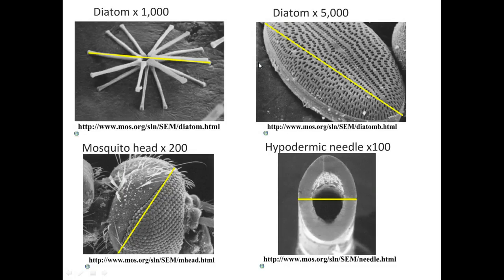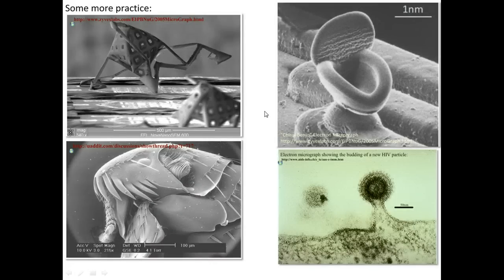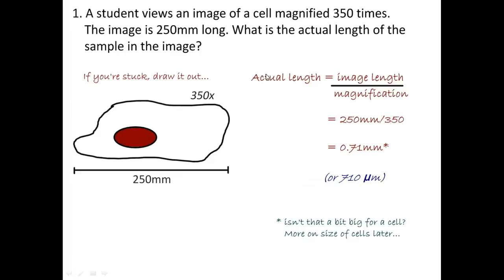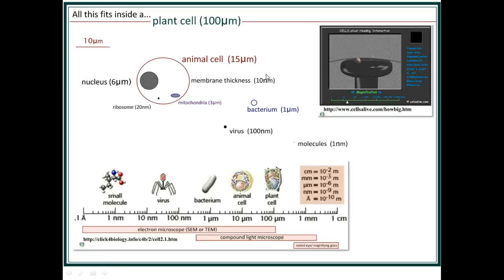So here's some more practice problems. So here's the magnification. These are just some examples. And here's some more problems. So you can actually measure the length of these cells. There are scales on each of these diagrams that you can use. And some more problems with answers.